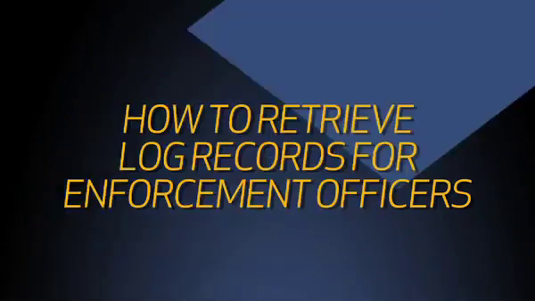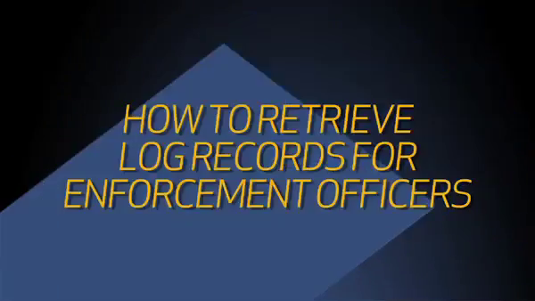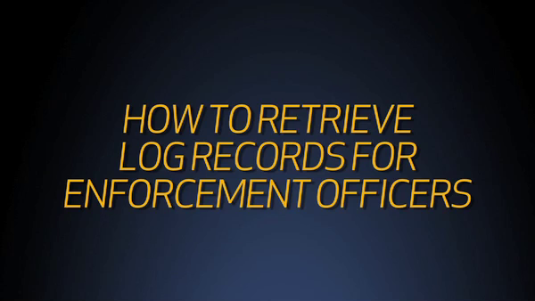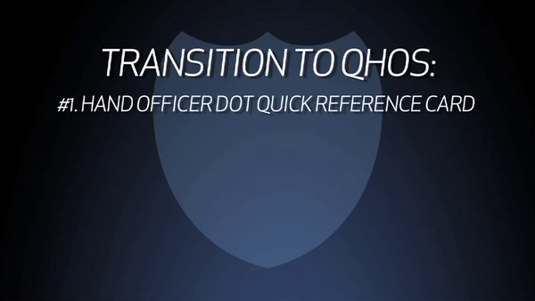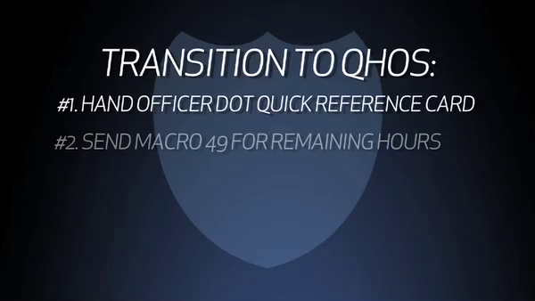Let's now discuss how to retrieve your log records for enforcement officers during the QHOS transition period. If you're asked by an enforcement officer to provide your log records during the transition week, the first thing you should do is hand the officer the DOT Quick Reference Card from Qualcomm. This card gives the officer step-by-step instructions on how to view your logs. Next, send a macro 49 to retrieve your remaining hours. This provides the officer with the actual time you have remaining on your 11, 14, and 70-hour clocks.